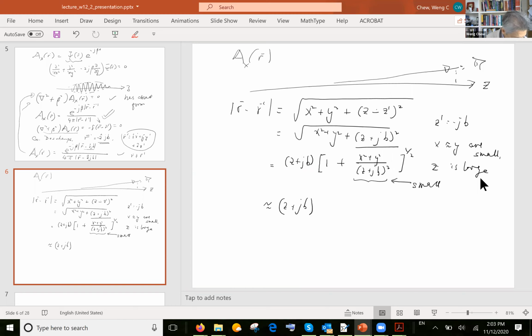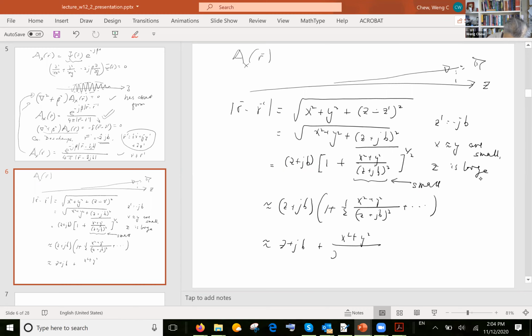And then multiply by this small number over here. Okay, I'm going to write really fast because there's no deep thinking here. It's just straightforward approximations. And then you can have z plus jb plus (x squared plus y squared) over 2(z plus jb) plus ... Okay, this is just a Taylor series approximation.